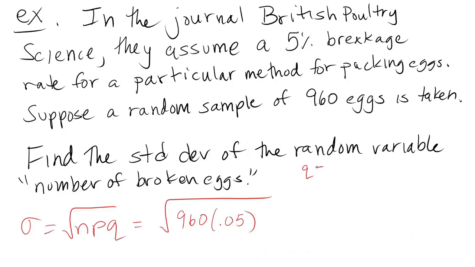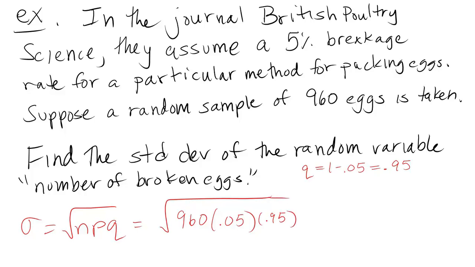So Q is equal to 1 minus 0.05, which is 0.95. I hope that makes sense, because if 5% of the eggs are broken, then 95% of the eggs are not broken, and an egg that isn't broken would be a failure, because we're counting broken eggs. So 0.95.